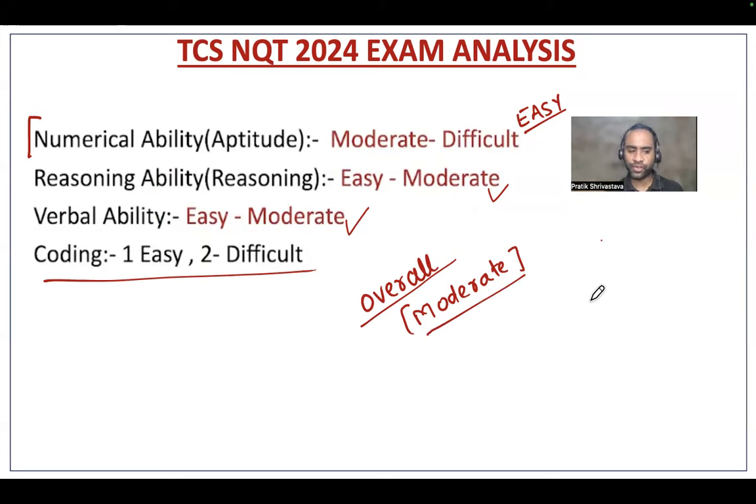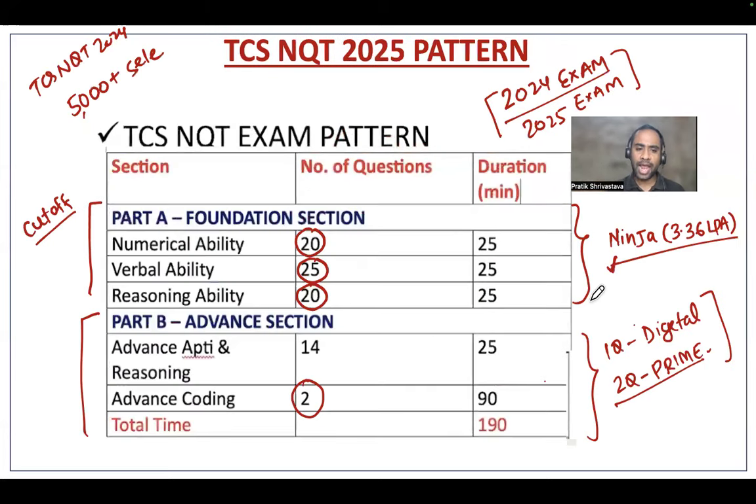From tomorrow we will also start solving questions of TCS NQT. First we will start with what was asked in 2024, and then a similar kind of pattern. And then, friends, part A and part B are independent. Independent in the sense that it's not like if you don't clear part A, you will not be able to write part B. No. Part A you will be able to write, and part B also, and then combined you will get the result.